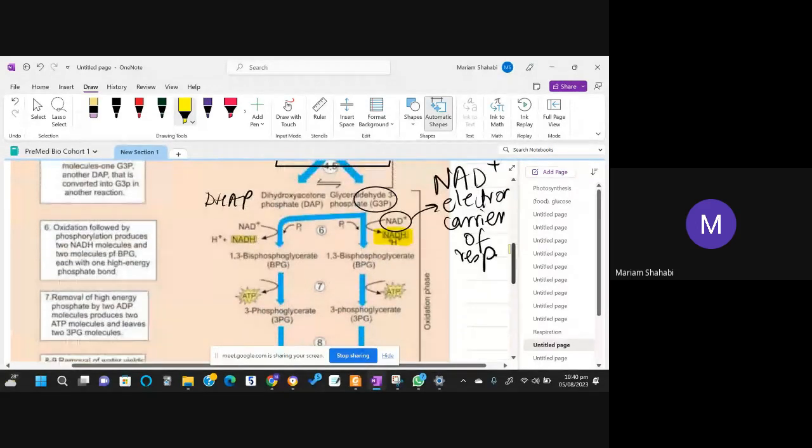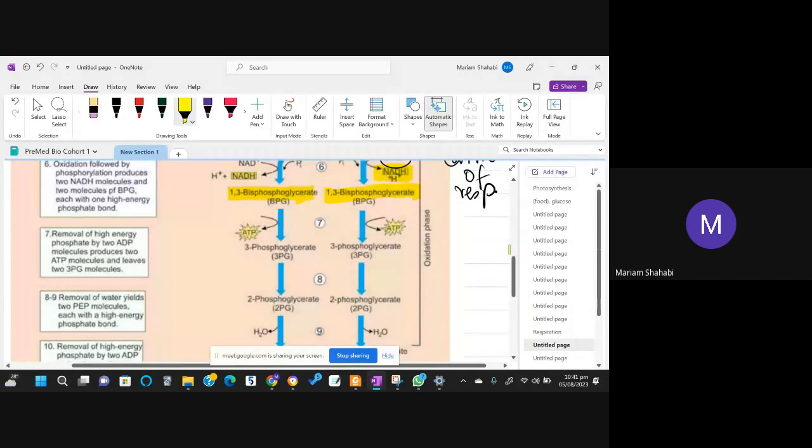G3P and dihydroxyacetone phosphate are also isomers, and they keep interconverting. Oxidation followed by phosphorylation produces two NADH molecules and two molecules of bisphosphoglycerate, each with one high energy phosphate bond.